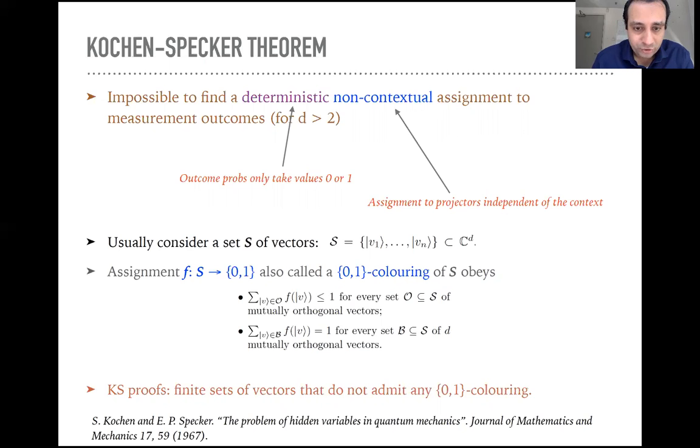Now, this assignment must obey the following two conditions, which are known as the Kochen-Specker conditions. They essentially state that if we have a set of mutually orthogonal vectors, then the sum of the value assignments must be less than or equal to 1. While if you have a complete basis, so if you have some set of vectors that form a complete basis in this dimension D, then the sum of the value assignments must be equal to 1. So one way to prove that it's impossible to have a deterministic assignment is to simply exhibit a finite set of vectors that does not admit such an assignment, which is also known as a 0-1 coloring.